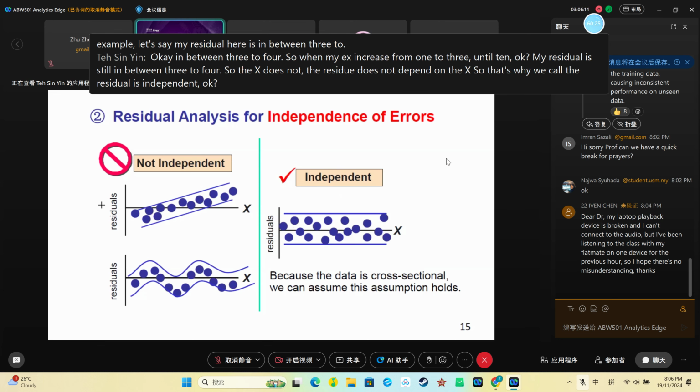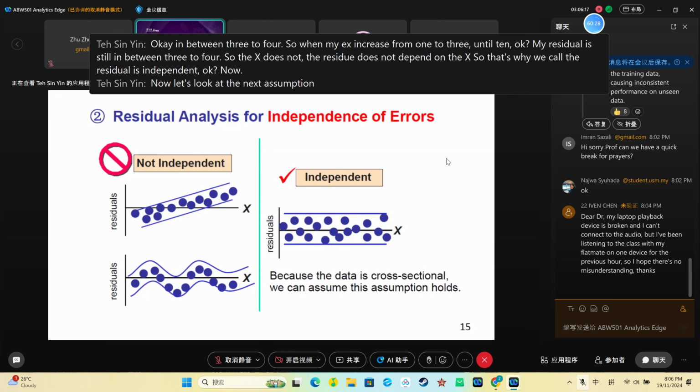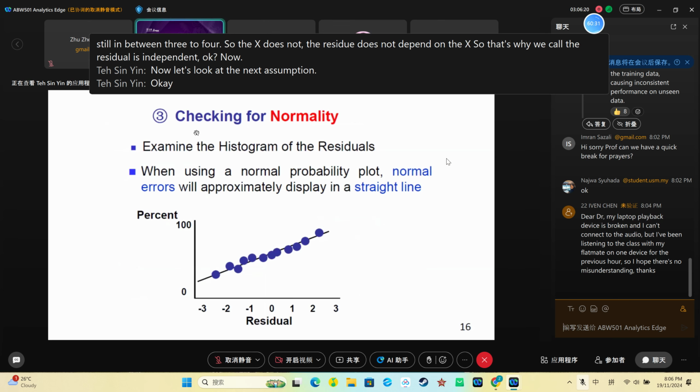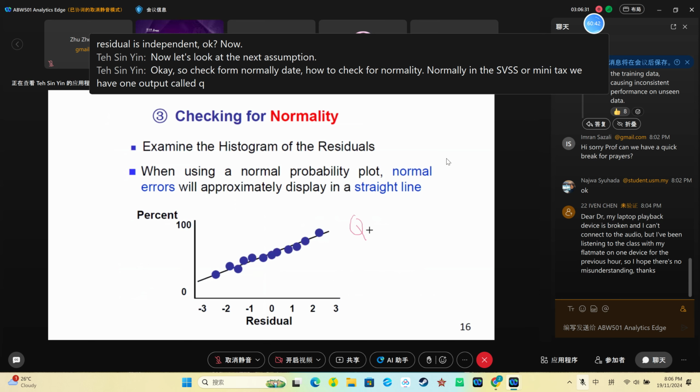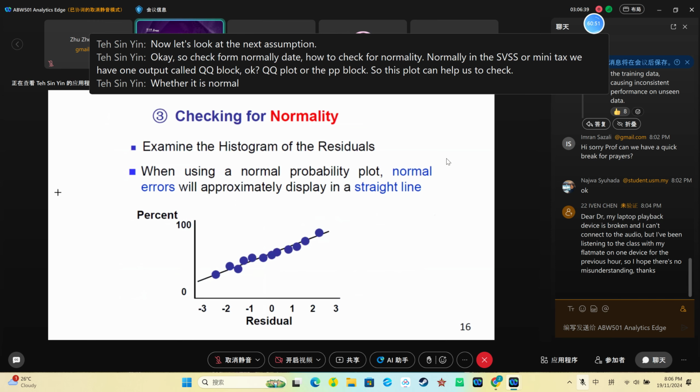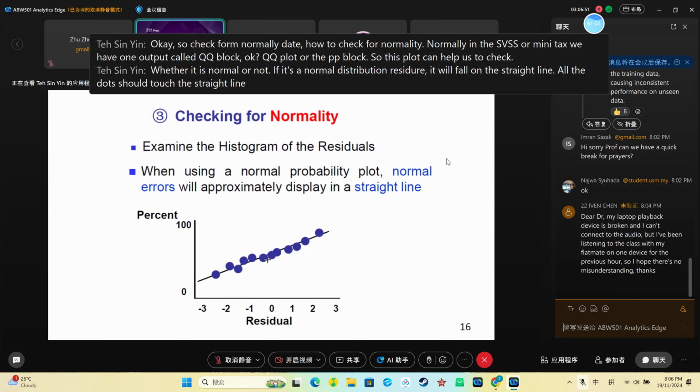Now let's look at the next assumption. Check for normality. How to check for normality? Normally in SPSS or Minitab, we have one output called a QQ plot, or the PP plot. This plot can help us check whether it is normal or not. If the residual is normally distributed, it will fall on the straight line. All the dots should touch the straight line. That means your residual follows a normal distribution.